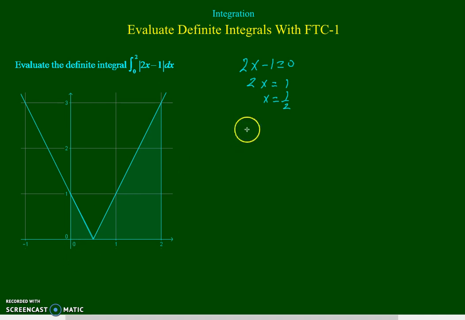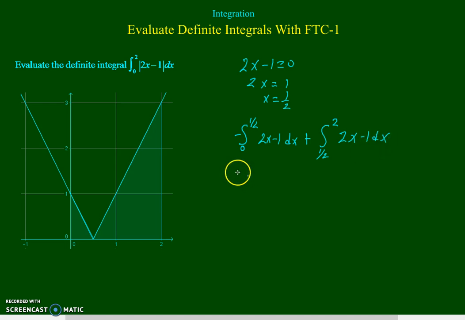So let's go ahead and put this down and see if we can figure out what's going on here. So this is the integral from 0 to 1/2 of 2x minus 1 dx. And we want the negative of that because this value is actually going to be negative, and we want to add it, so we want to make it positive. Then we're going to add to that the integral from 1/2 to 2 of 2x minus 1 dx.